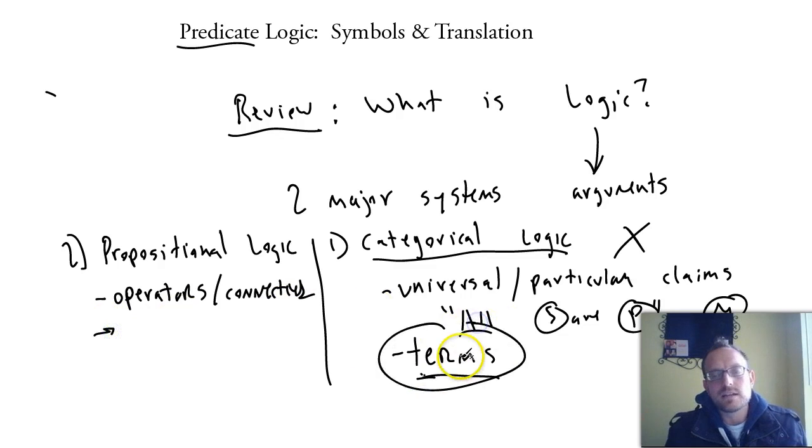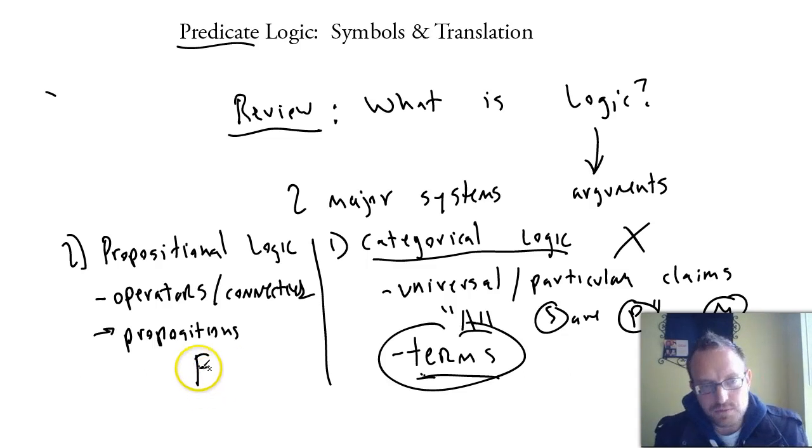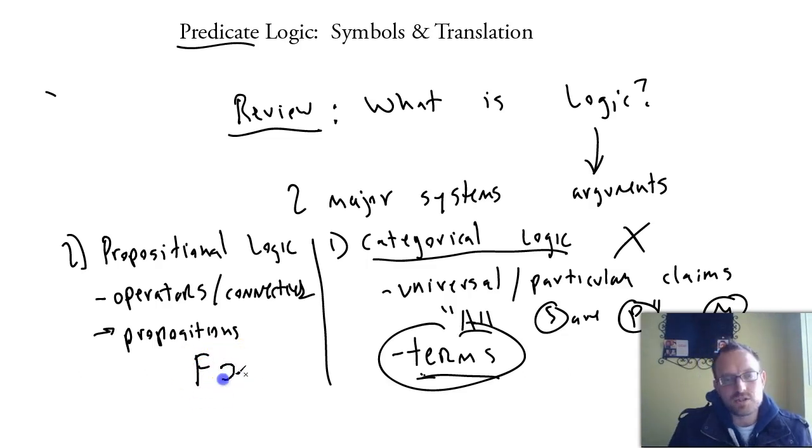And whereas categorical logic uses terms, propositional logic, well, uses propositions. And we symbolized our propositions with single capital letters, like F can stand for Philippe likes ice cream or something like that, right? And so, for instance, you could say, if Philippe likes ice cream, then Claire will eat strawberry ice cream or something like that, right? These are the connectives. This is a conditional operator. And then each one of the propositions is symbolized with a capital letter.